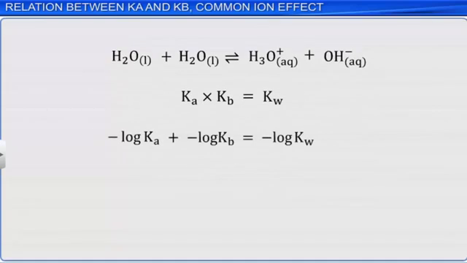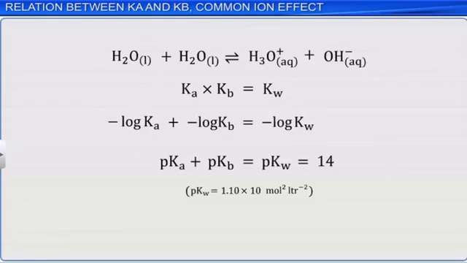On applying the logarithmic scale to the equation, we get pKa plus pKb is equal to pKw, which is equal to 14.